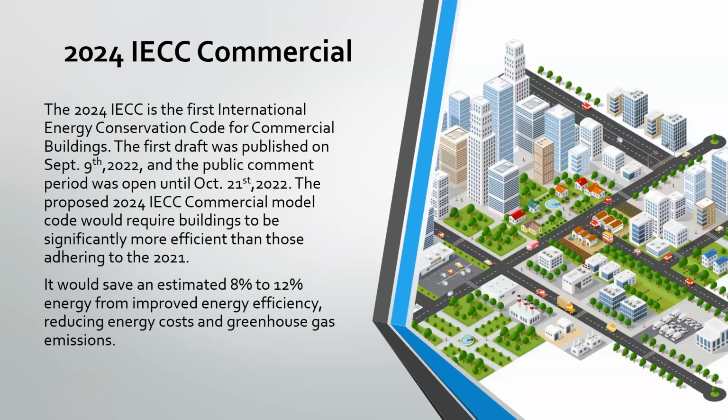And then, so the first draft will be published. It's coming up in the next couple of weeks. September 9th of 2021. The public comment period is open till October 21st, 2021. I'm sorry, 2022. The proposed 2024 commercial model code will require all buildings to be more significantly energy efficient than those adhering to the 2021. It'll also save another 8 to 12% energy and from improved energy efficiency, reducing energy cost and greenhouse gas emissions.